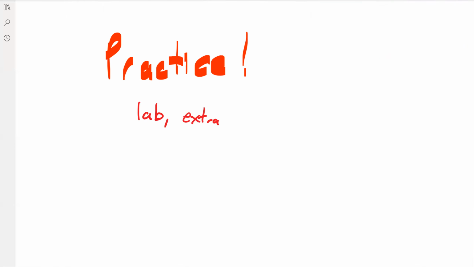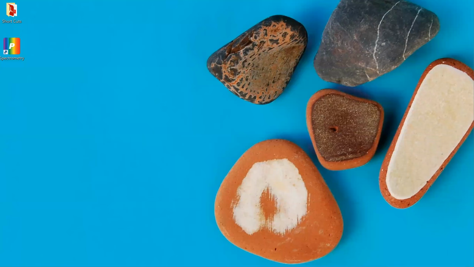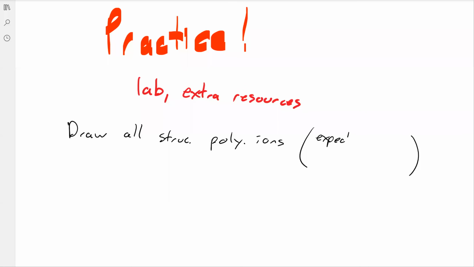Check out the extra resources in Canvas to point you to some good online resources. Of course, you can use more online resources if you feel you need them. So you should get plenty of practice. If you want more practice, you can draw all of our structures for our polyatomic ions, except the ones that have metals in them. They follow some different rules. So permanganate and then chromate and dichromate, you don't want to draw those two because those have transition metals, so they obey different rules.